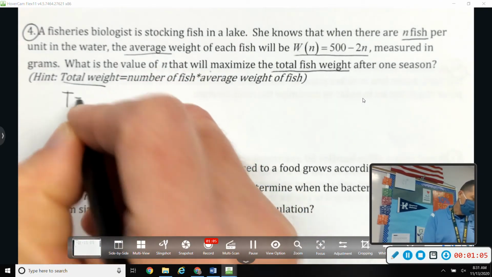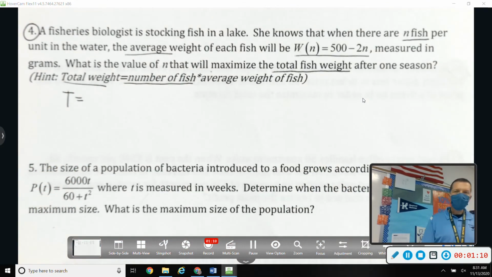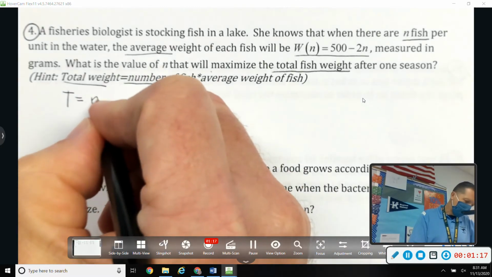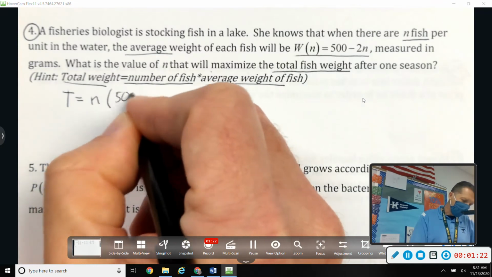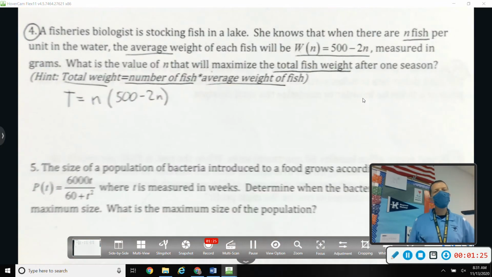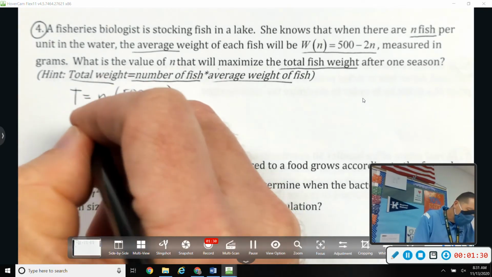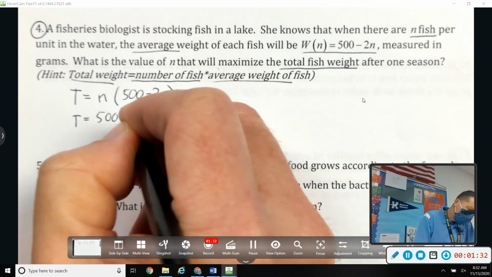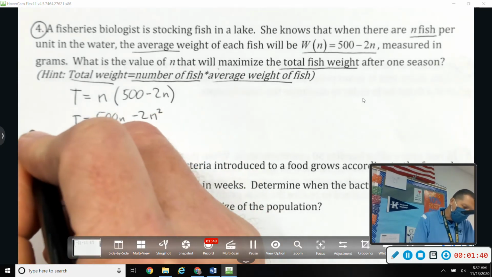So I'll just call it total weight. And they even give me a hint here, the number of fish. And in this problem, what's the number of fish? N. So N times the average weight of the fish. Well, they gave me that. That's 500 minus 2N. Let's do algebra first. So the total weight is 500N minus 2N squared. That's what we want to maximize.